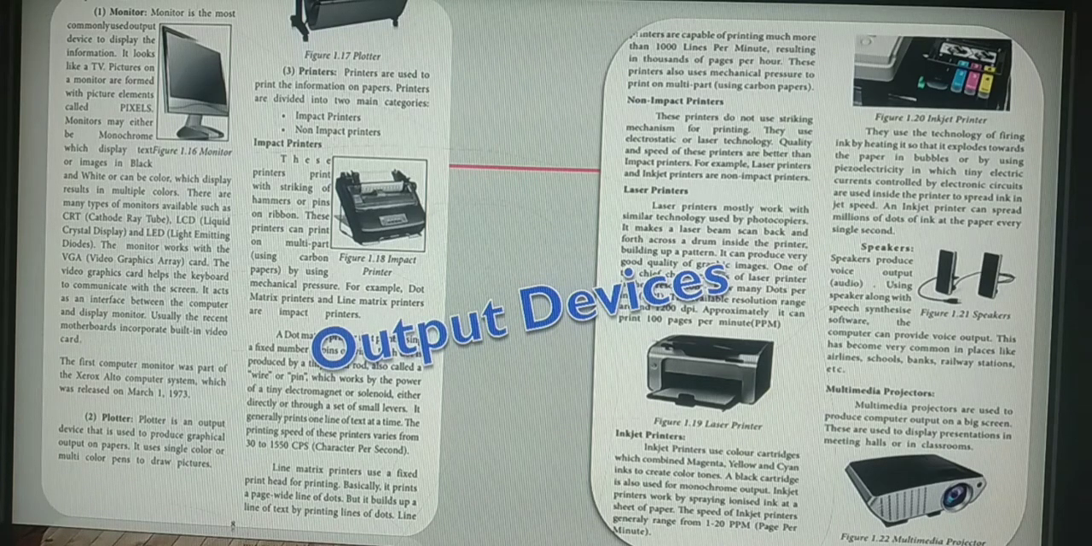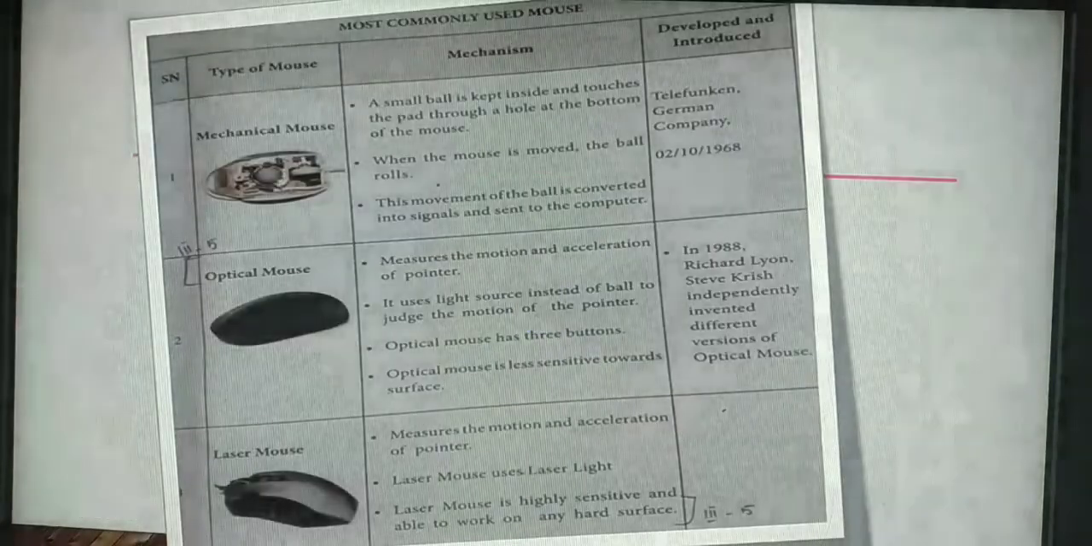Otherwise, if the option is given, write any 2 or any 3 output devices, you can write anything of your wish. Anything of your wish that is given in your book, you have to write. Next we can have the next one.